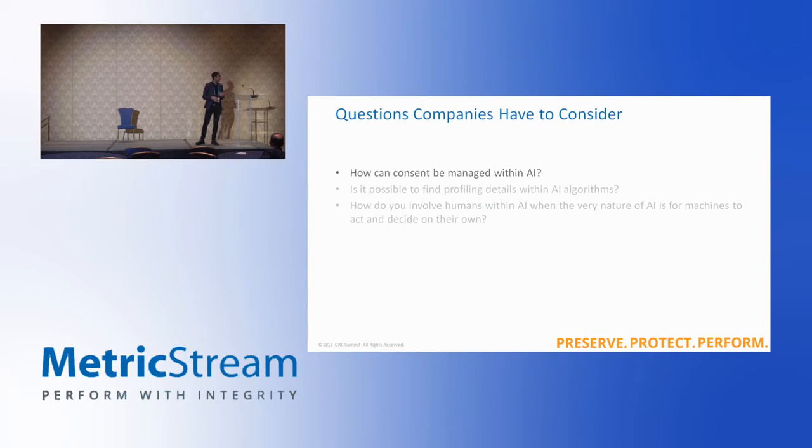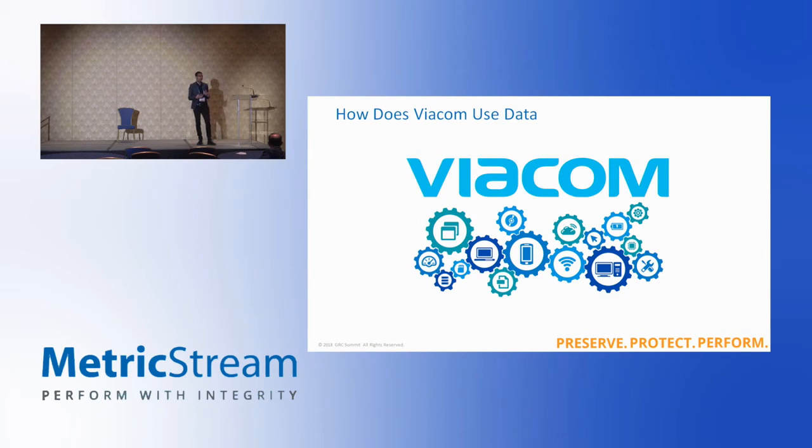And so to answer this first question, how can consent be managed within AI? First of all, in order to answer that, we need to see where Viacom uses data and how we get data. We get data from a number of different third-party sources. If you look at television ratings, we get it from Nielsen. If you look at our digital, we might get it from Hulu or Adobe. And for social, we get it directly from the platforms themselves or from third-party social listening companies. Those are the main sources that we get it from.